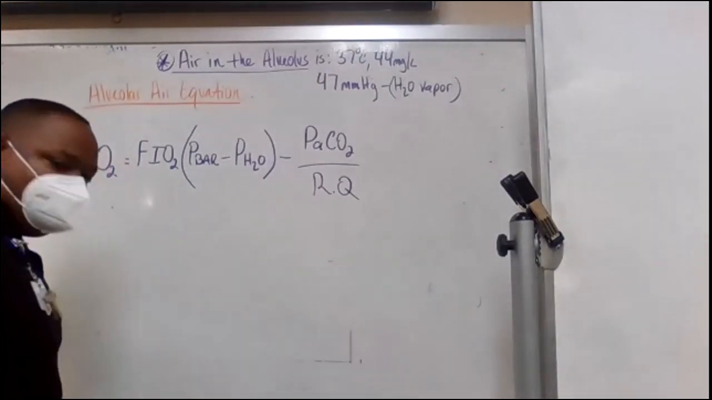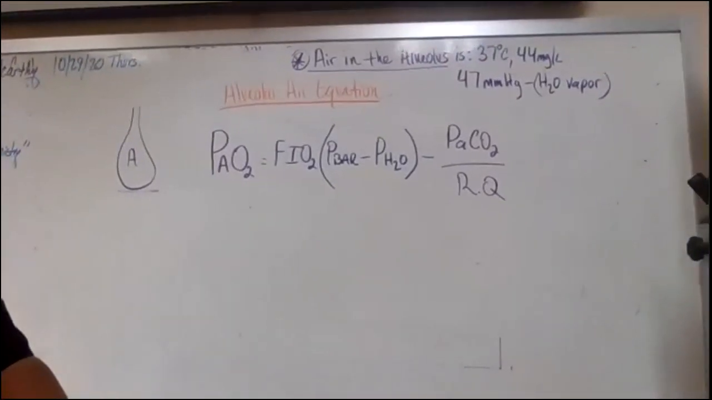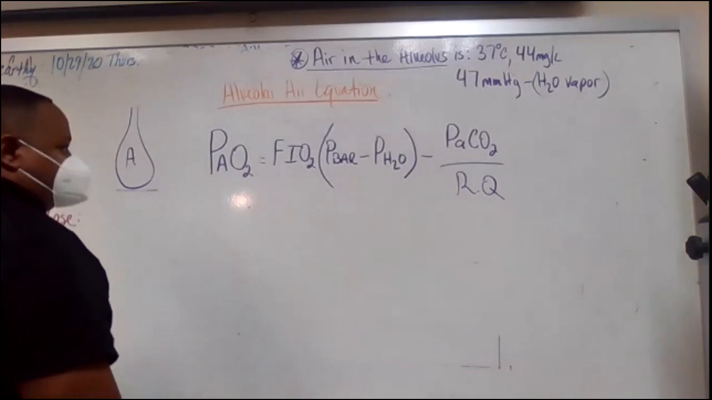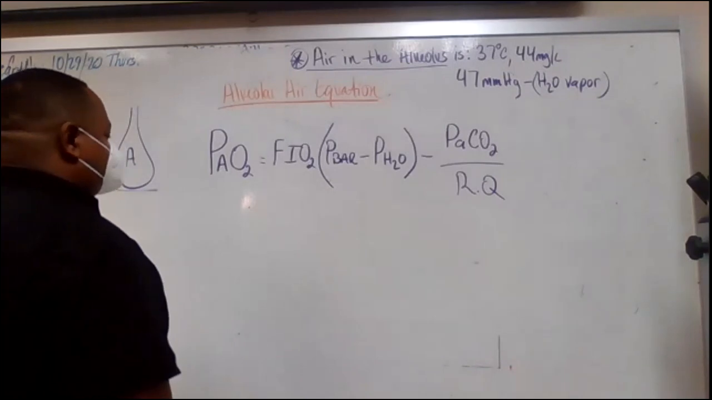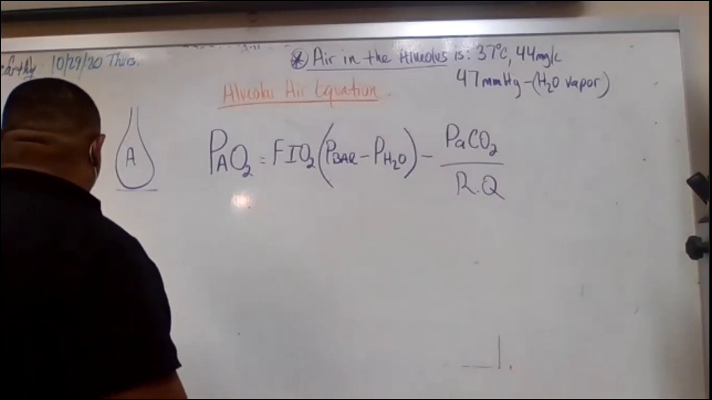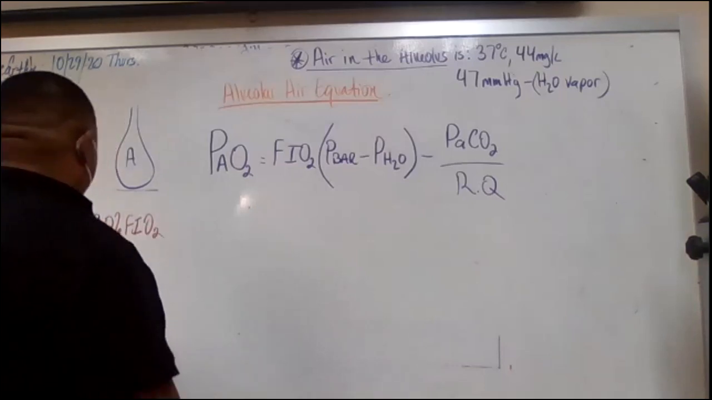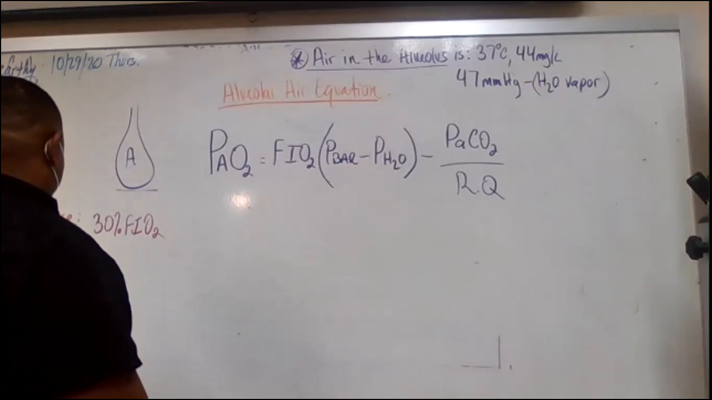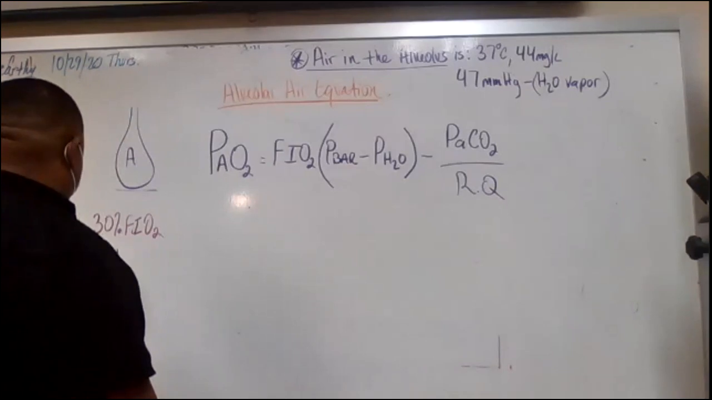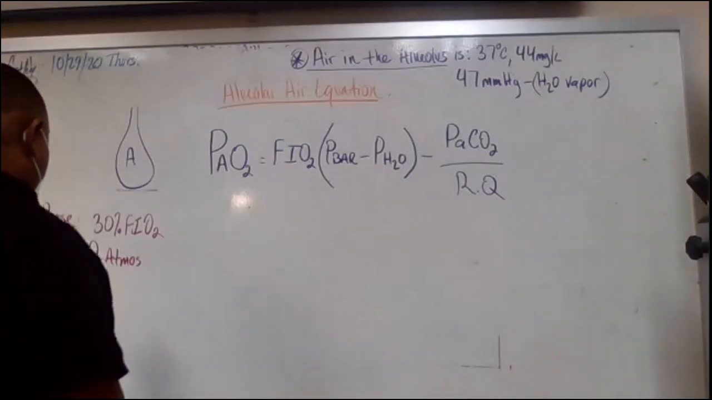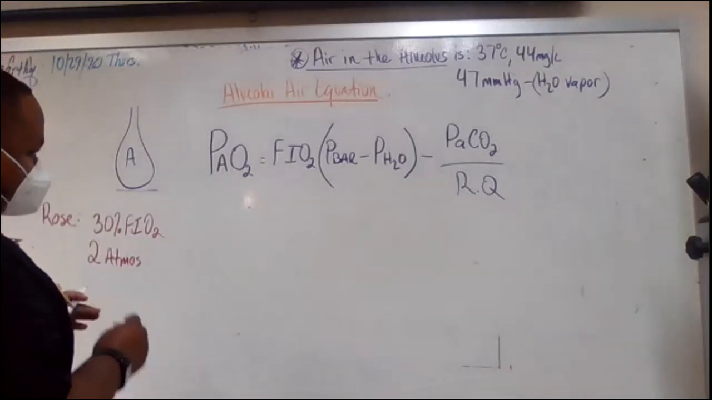Next patient, here are his parameters, the variables. Okay, let's just say Mr. Rose. All right, Mr. Rose is on 30% FiO2. He is at 2 atmospheres. We have him down in the hyperbaric chamber at 2 atmospheres.